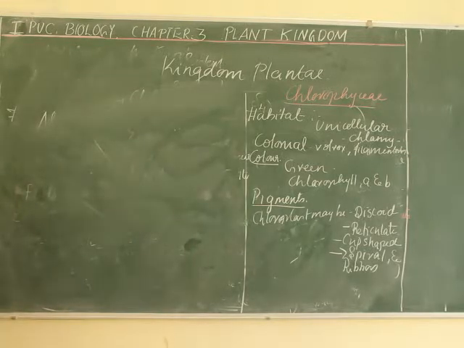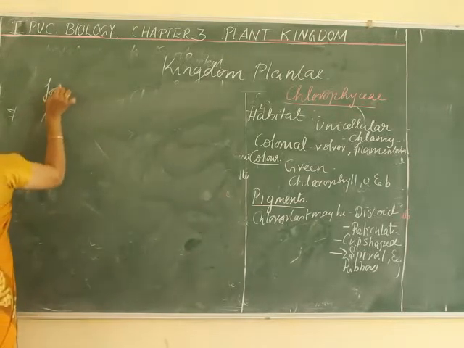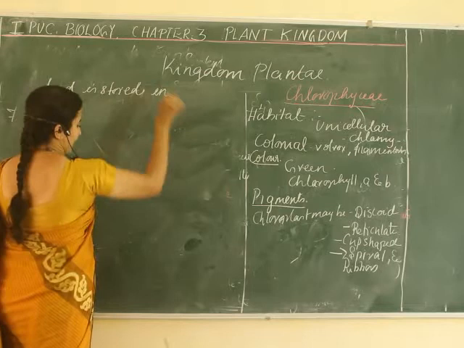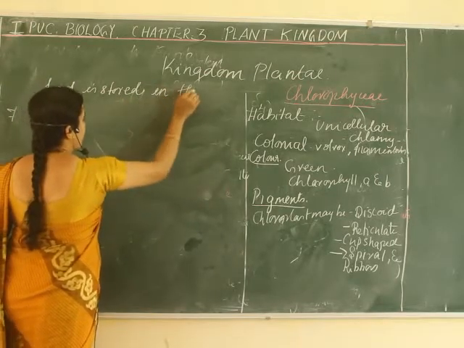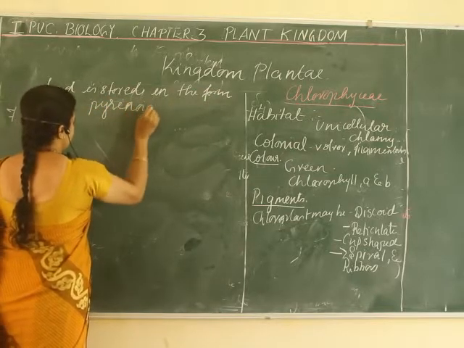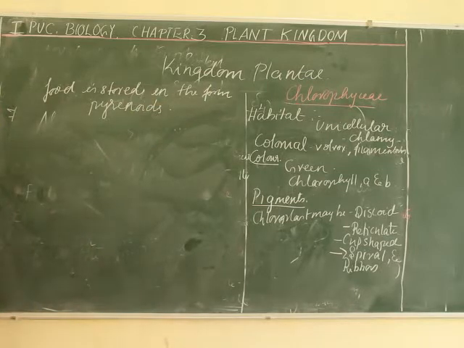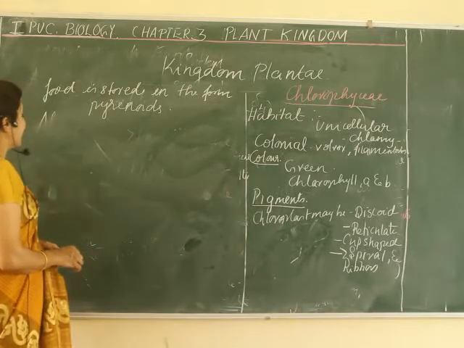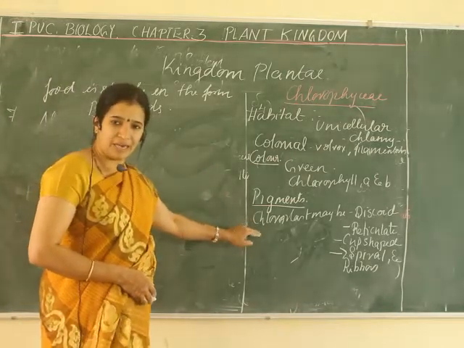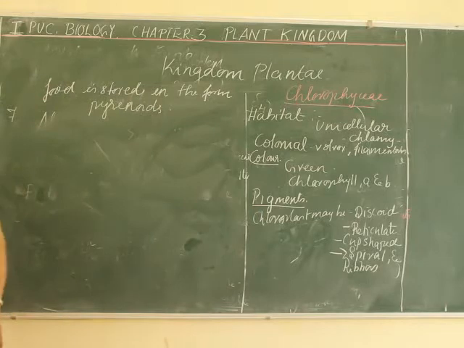Now, food is stored in the form of pyrenoids. I'm discussing Chlorophyceae, okay? So in Chlorophyceae, food is stored in the form of pyrenoids. They have one or more storage bodies, and these are located in the chloroplast itself. So it may have one or more storage bodies called pyrenoids located in the chloroplast.